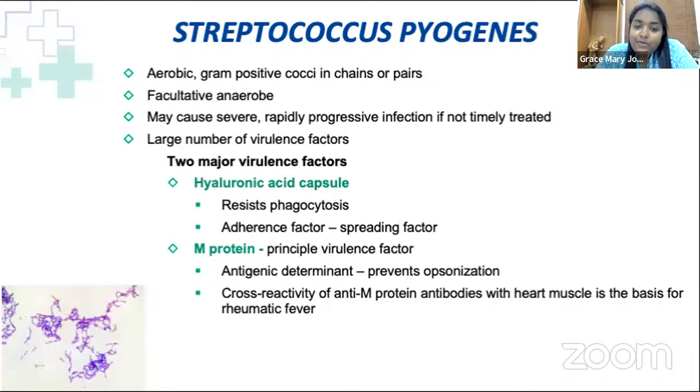Now, what happens in this? We've heard of rheumatic fever. Rheumatic fever is nothing but a group A streptococcal infection, the same organism, Streptococcus pyogenes. So, what happens in rheumatic fever?